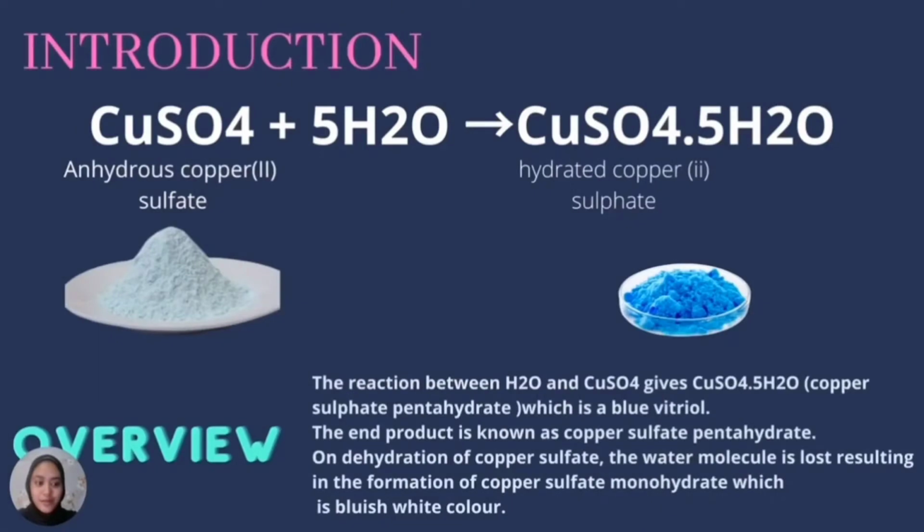So let's begin with the introduction. The reaction between H2O and CuSO4 gives copper sulfate pentahydrate, which is a blue vitriol. So the end product is known as copper sulfate pentahydrate. On dehydration of copper sulfate, the water molecules are lost, resulting in the formation of copper sulfate monohydrate, which is a bluish white color.